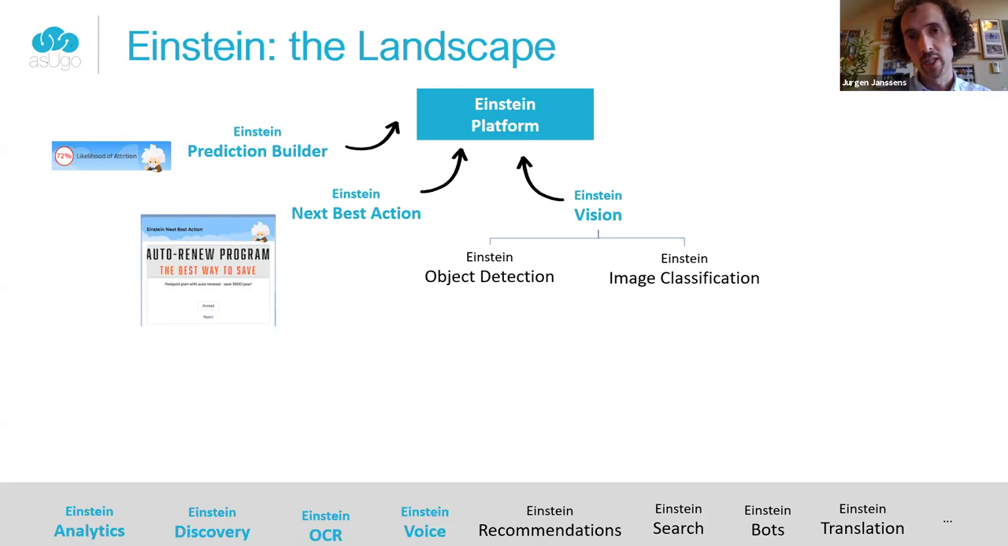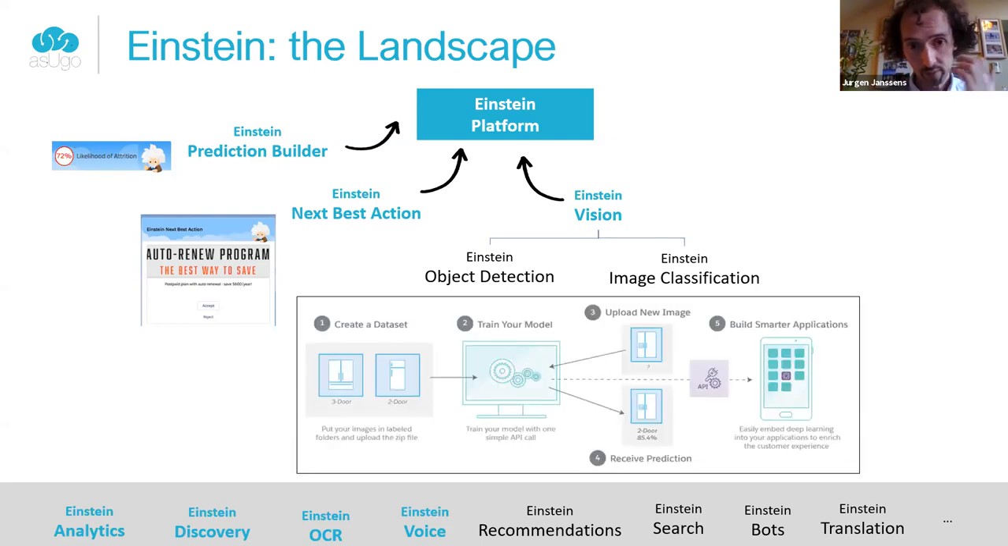Einstein Vision is, in the meantime, something really, really big within the Einstein portfolio, with its own lab, its own teams. And so the Einstein Vision part is becoming really, really cool and a really good product. Basically, how does it work? It's rather simple, and quite intuitive. It's all about creating a data set and training the model. And then once the model is trained, launching it on new predictions. You upload an image, you receive the prediction, and then it's up to you, obviously, to integrate something with the outcome of the prediction.